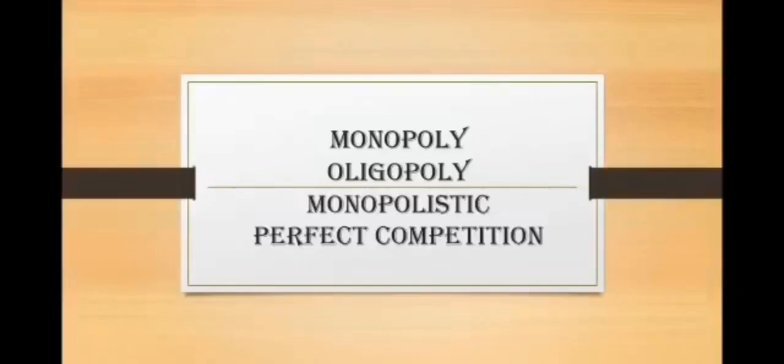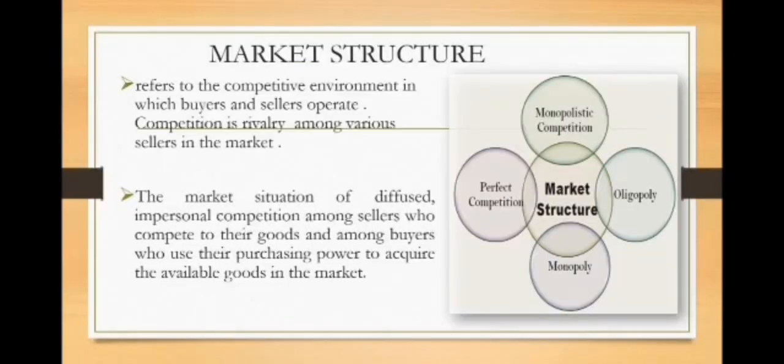So good day everyone. Today we are going to discuss Information Sheet number 3, entitled Monopoly, Oligopoly, Monopolistic and Perfect Competition. Market structure refers to the competitive environment in which buyers and sellers operate. Competition is rivalry among various sellers in the market.